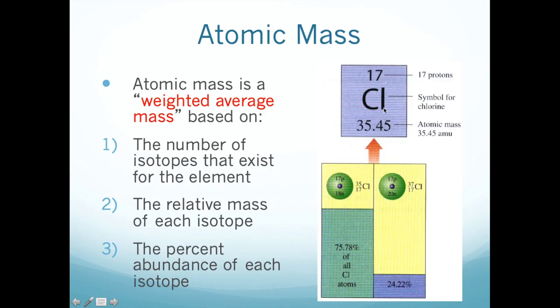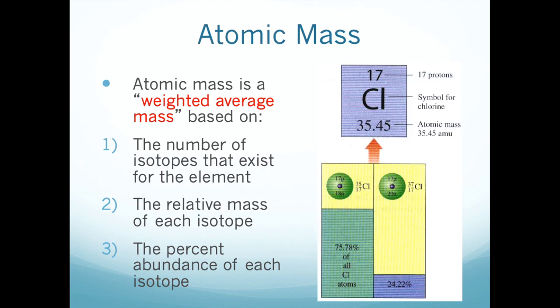And that's why the average is skewed lighter than 36. Okay, so how do we calculate a weighted average? Essentially, for each isotope, you take its percentage and multiply it by the mass of that isotope. You do that for all your isotopes, and then you add those numbers up.